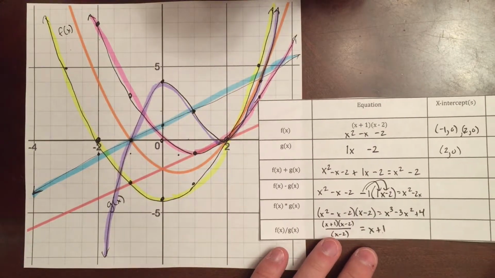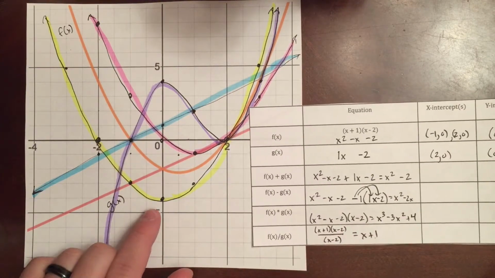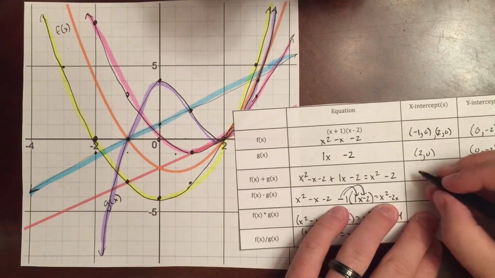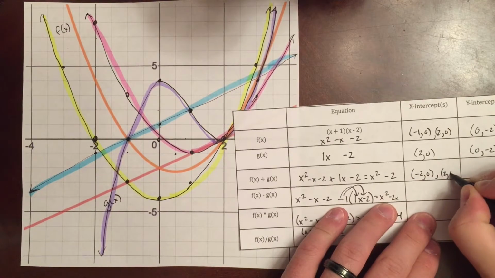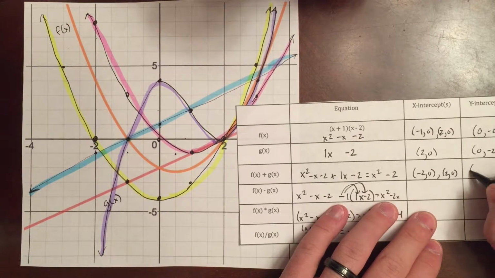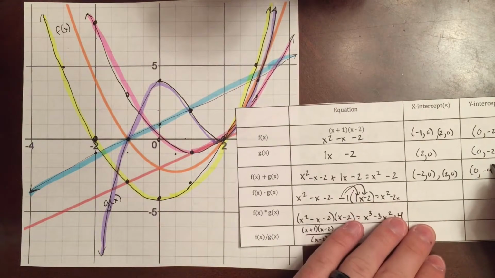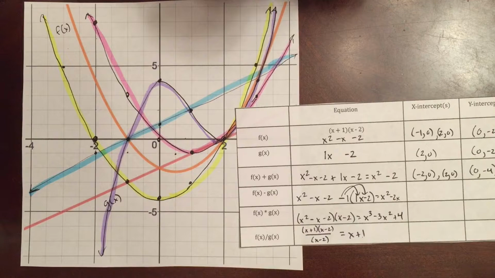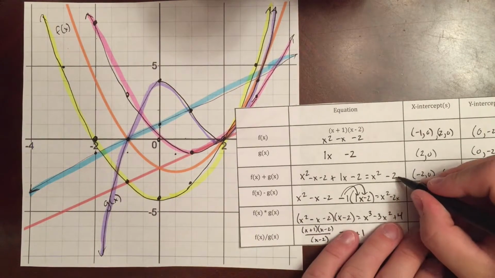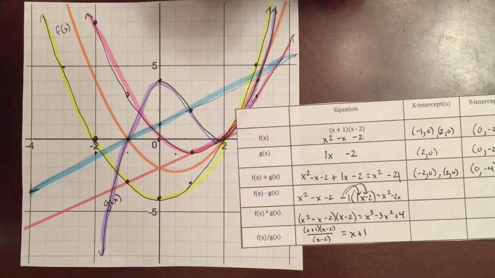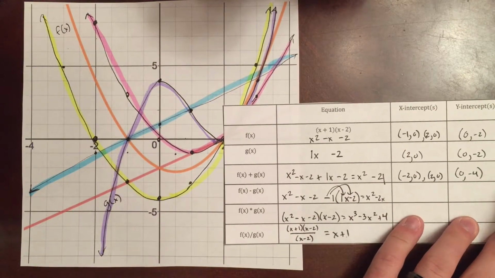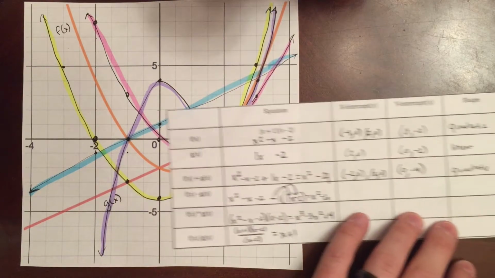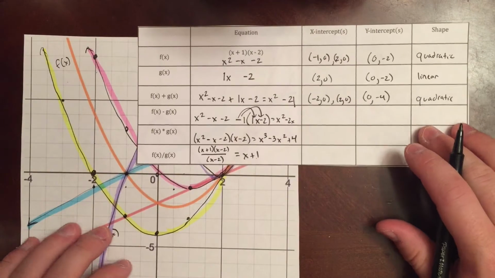So f of x plus g of x was our yellow graph. Our x-intercepts look like they are -2, 0, and then 2, 0. Our y-intercept is 0, -4. Okay? Whoops, I made a mistake over there. It's -4. And the shape is a quadratic. Okay? Quadratic.